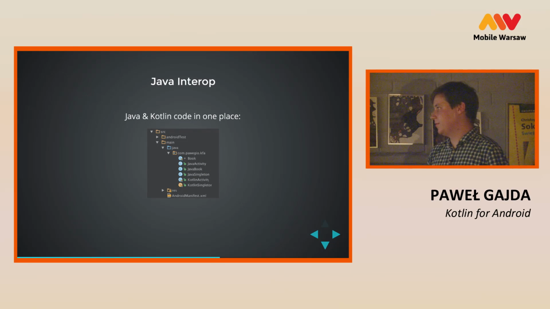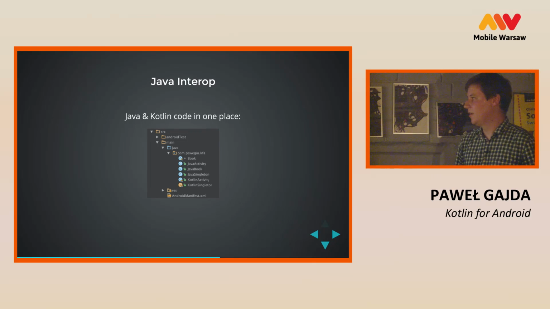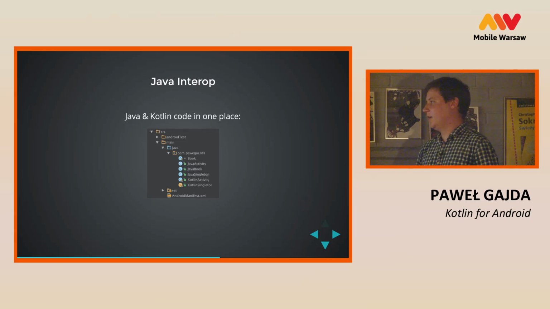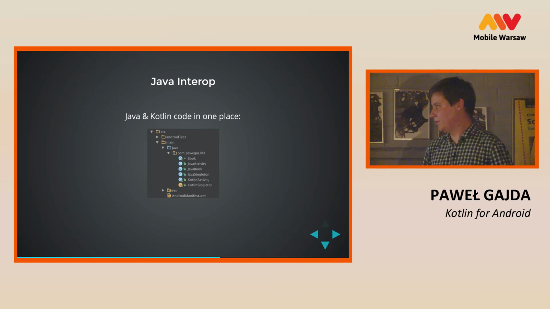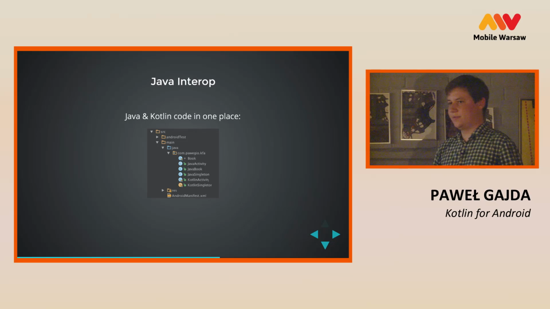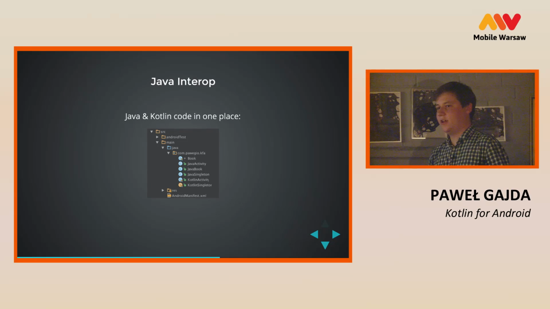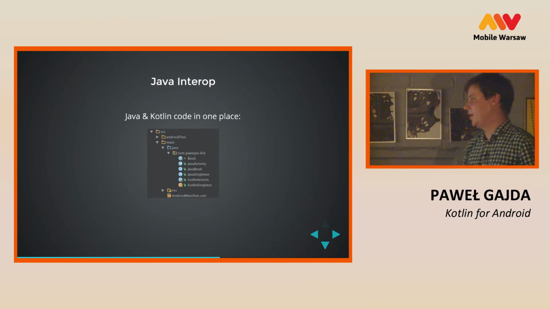Now I'd like to talk about Java interop more. Since Kotlin milestone 11, we are able to put Java and Kotlin code in one place. Before that milestone, we had to put it in a separate directory under sources called Kotlin. Now it's in one place, so it's better to create projects that are implemented using both Java and Kotlin.